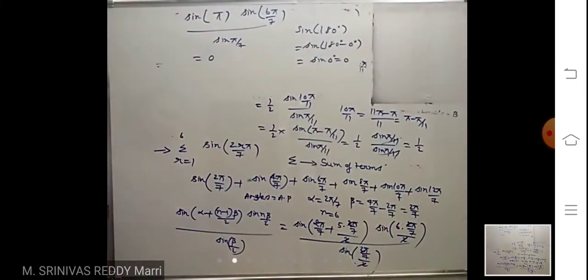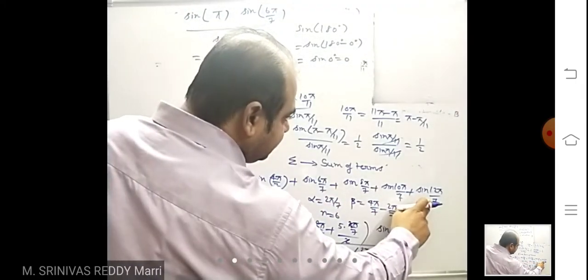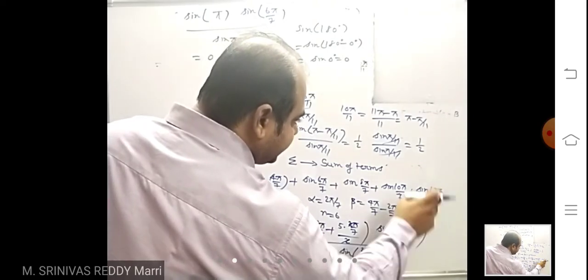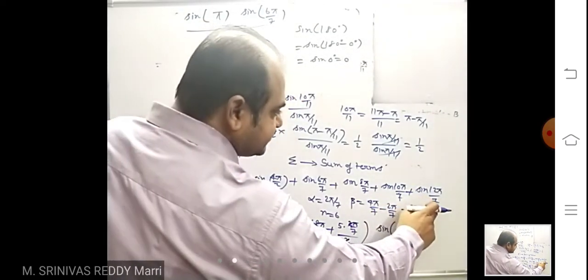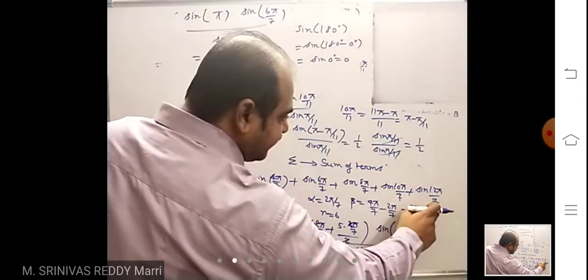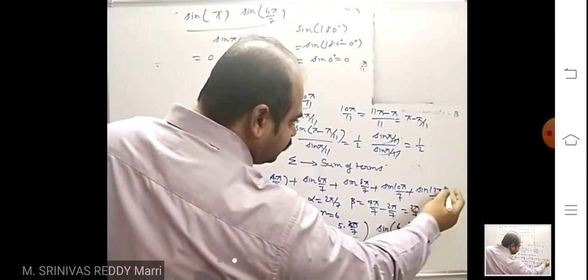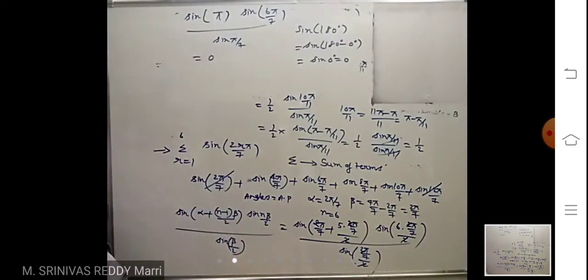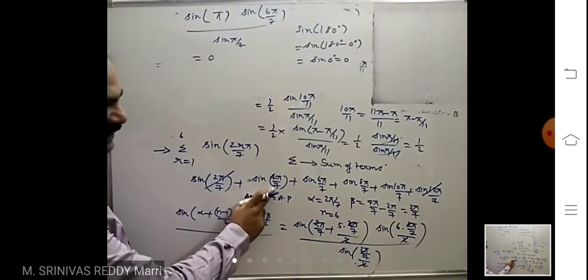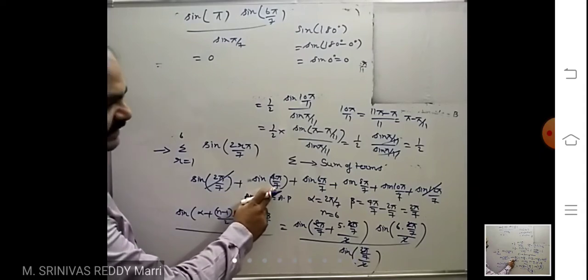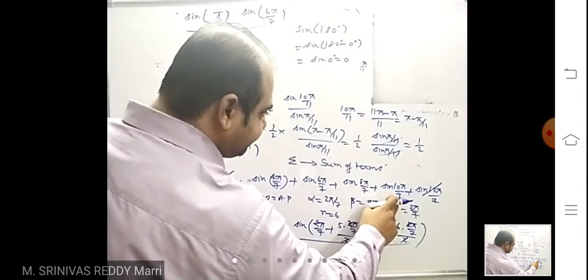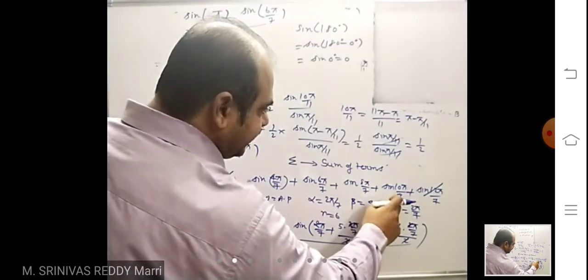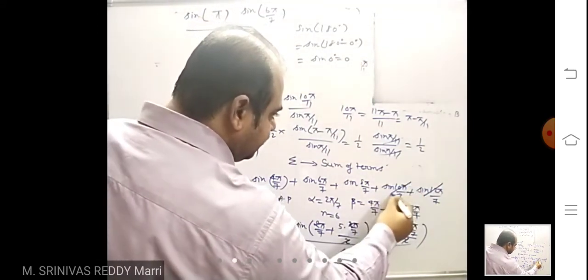Nothing more is there. Now this particular problem can be done in a different way. This is 2 pi by 7. If you look at 12 pi by 7, this is 2 pi minus 2 pi by 7. So this is minus sine 2 pi by 7. This and this will get cancelled directly. This is 4 pi by 7, and this is 2 pi minus 4 pi by 7, which means minus sine 4 pi by 7.